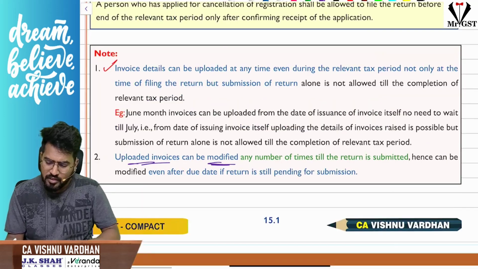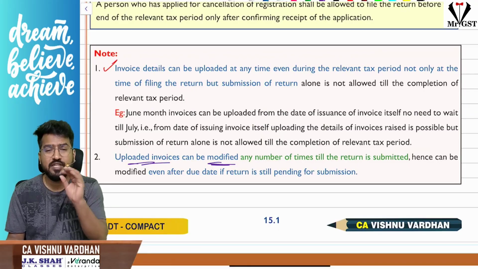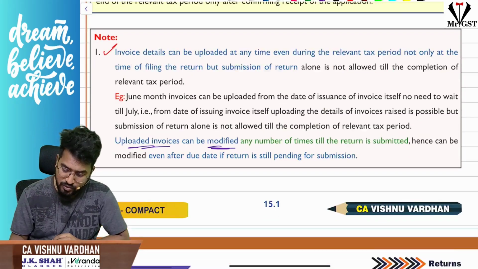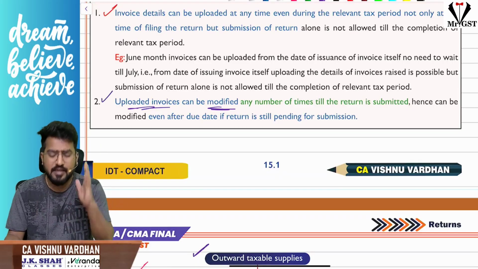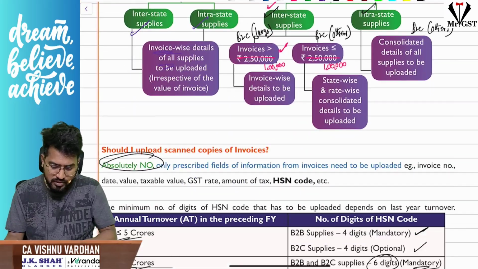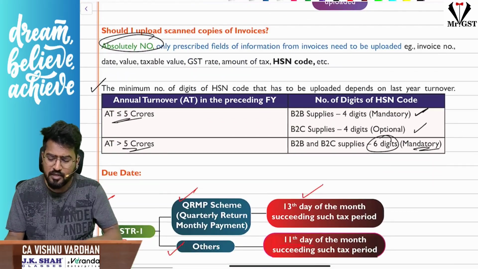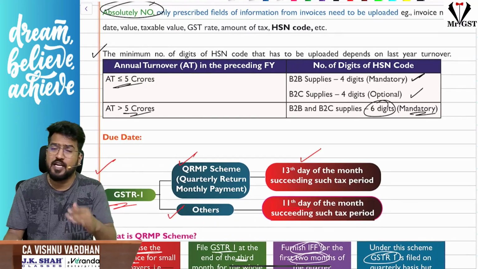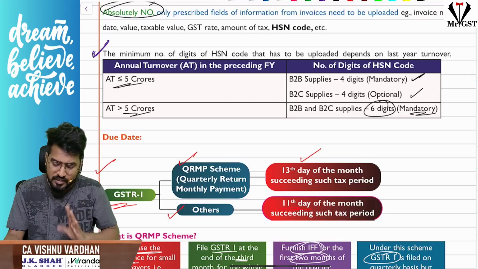Invoices you can keep on uploading in GSTR1 any number of times at any time, but only submission of the return will be taken after the tax period is over. Uploaded invoices can be modified any number of times till the return is submitted. How the invoices should be disclosed, all that we have discussed. Should I upload scanned copy of invoices? Not required. Sir, how many digits of HSN code should be given? As we have seen, the relaxation with respect to HSN code in the tax invoice chapter itself, the same thing applies.